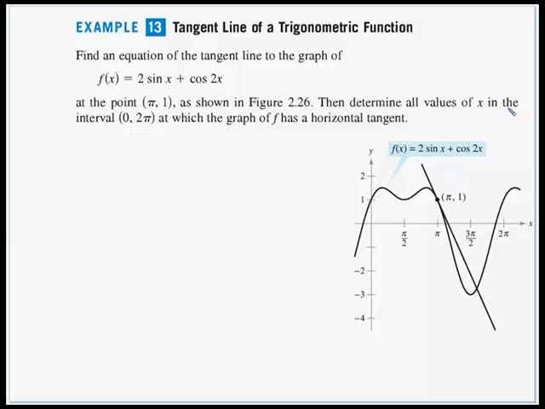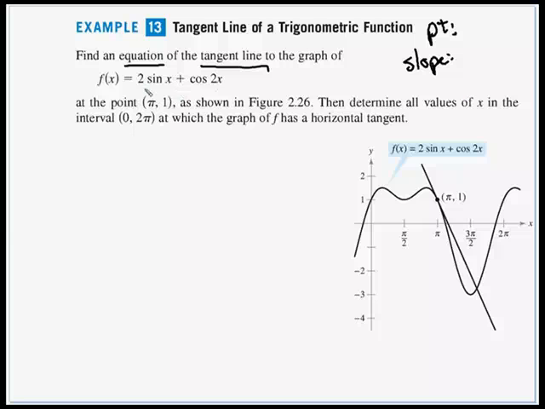Then determine all values of x over the interval from 0 to 2 pi, at which the graph will have a horizontal tangent. So this is a multi-part problem. The first thing that we want to do is find the equation of a tangent line. So of course we're going to need a point and a slope. You can't write an equation without a point and a slope at least, or 2 points.